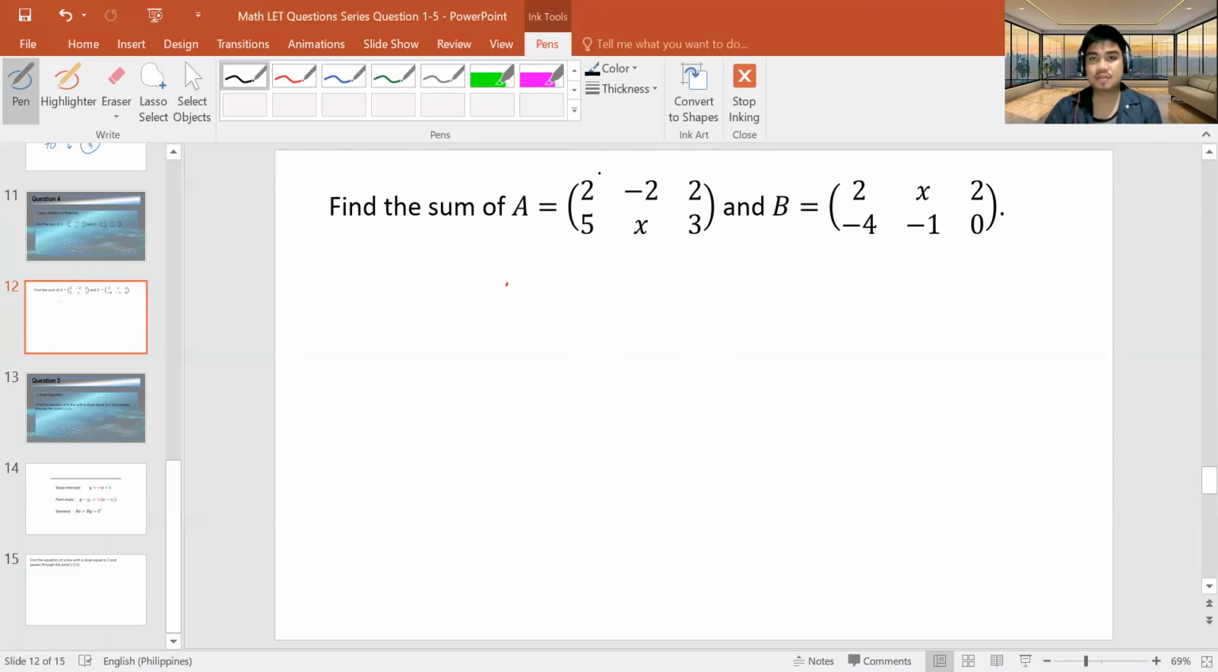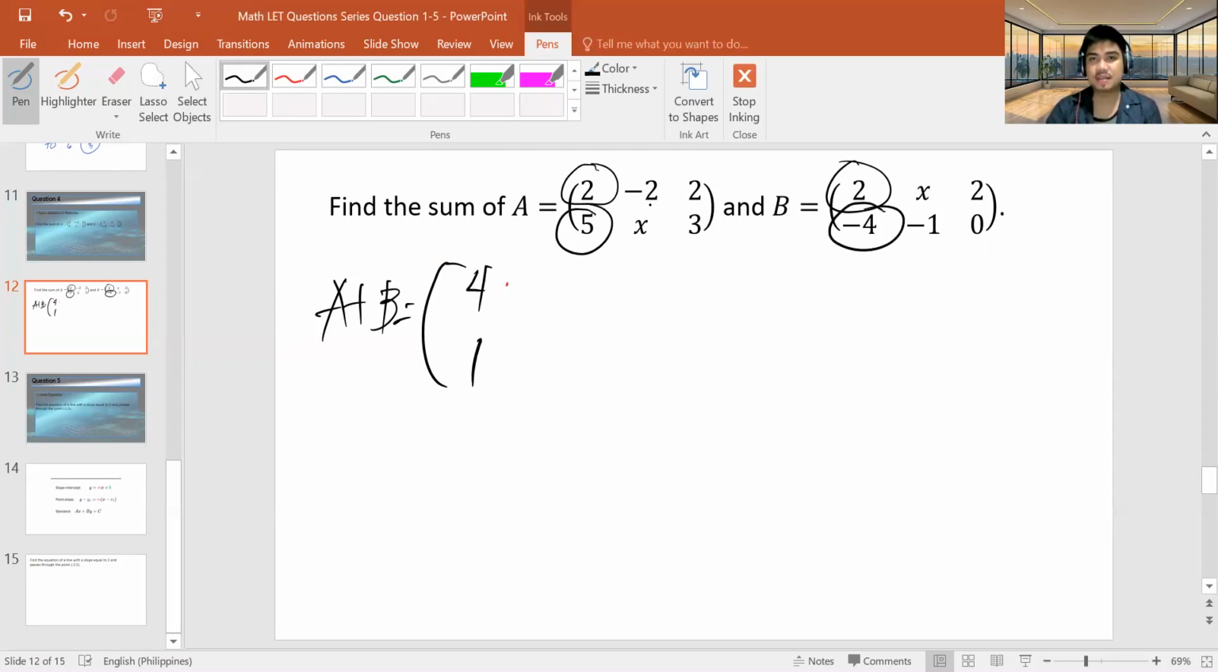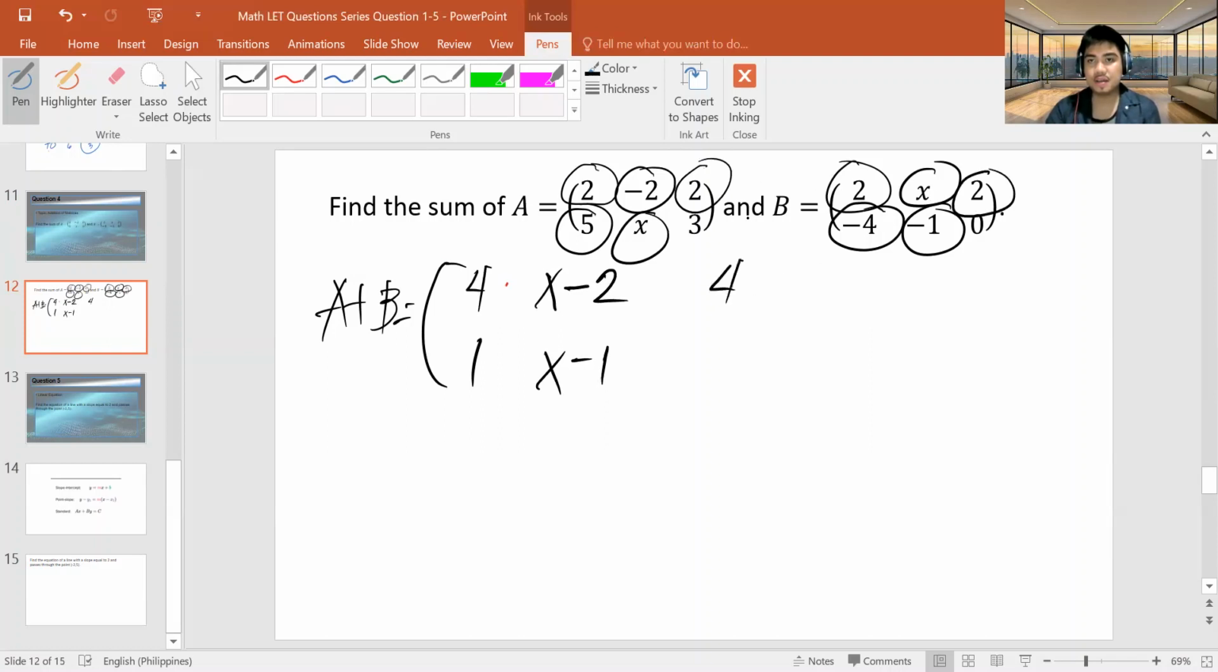So, we have si 2 plus 2. So, we have A plus B is equal to 2 plus 2, we have 4. And then it's 5 plus negative 4. We have 1. And then we have negative 2 and x. Pag-a-add natin, negative 2 plus x, we have x minus 2. Then we have x and the negative 1, we're going to add them, so we have x minus 1. And then 2 and 2, we have 4. And then 3 and 0, we have 3.